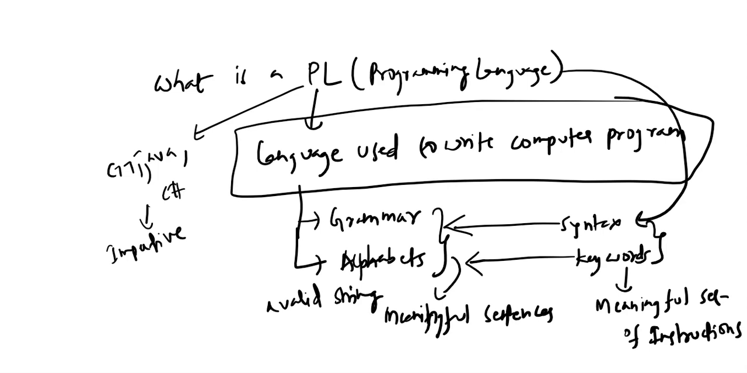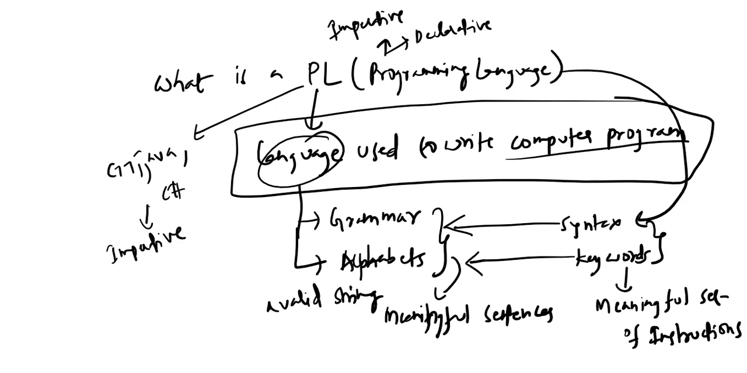So what is a programming language? A programming language is nothing but a language used to write a computer program. Now, this language can either follow an imperative programming paradigm or a declarative programming paradigm. And mostly the common paradigm used is the imperative form of paradigm, and the most popular languages using this paradigm are C++, Java, C sharp.